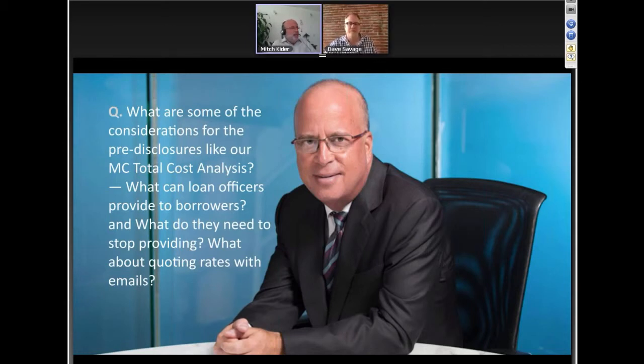The CFPB really wants you to ensure that these pre-disclosure, pre-LE cost estimates, which may provide unreliable information, are clearly distinguishable from the loan estimate, which is subject to this good faith requirement, which, as I said earlier, is virtually a guarantee. That's what the good faith requirement is. They want to make sure that the consumer knows the difference and that you tell the consumer, hey, this may not be what you ultimately get. This may not be accurate.